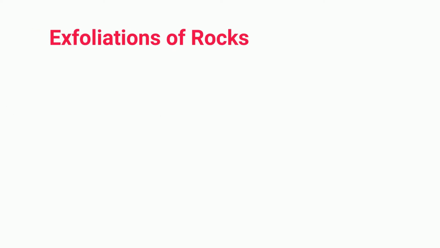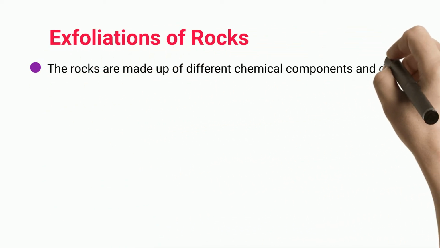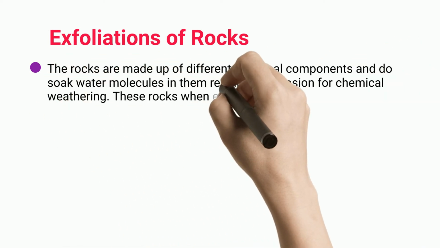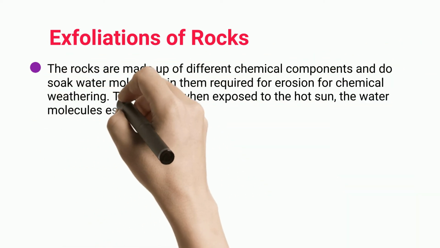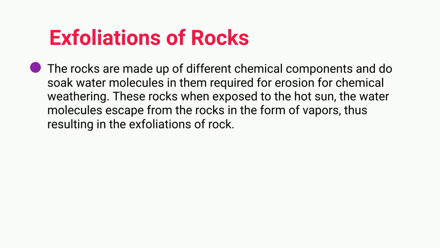Exfoliation of rocks. The rocks are made up of different chemical components and do soak water molecules in them, required for erosion and chemical weathering. These rocks, when exposed to the hot sun, the water molecules escape from the rocks in the form of vapors, thus resulting in the exfoliation of rock.